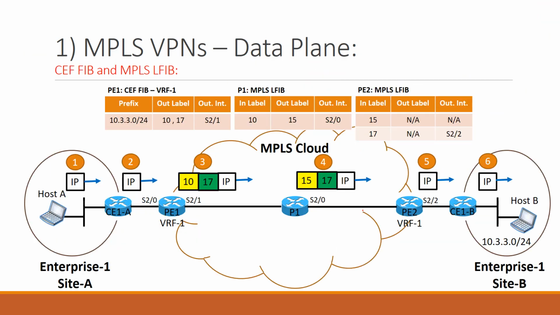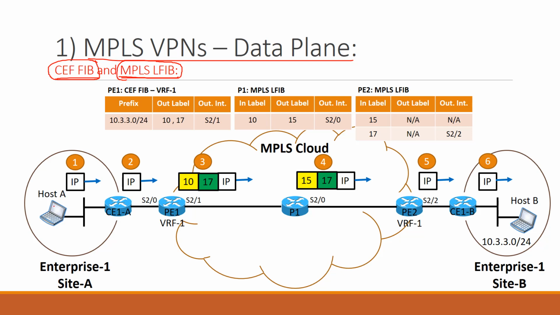Now we finished the MPLS VPN control plane. In this slide, we are going to discuss the MPLS VPN data plane. And the data plane here consists of two tables or two elements. The first element is the CEF forwarding information base, and the second element is the MPLS label forwarding information base.